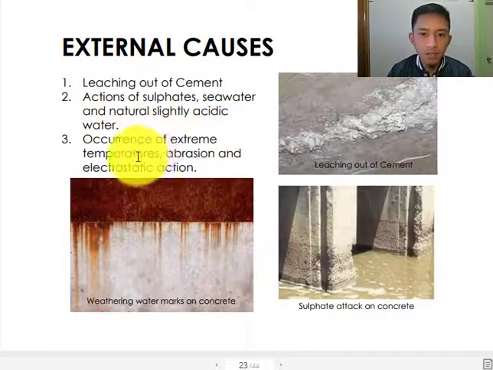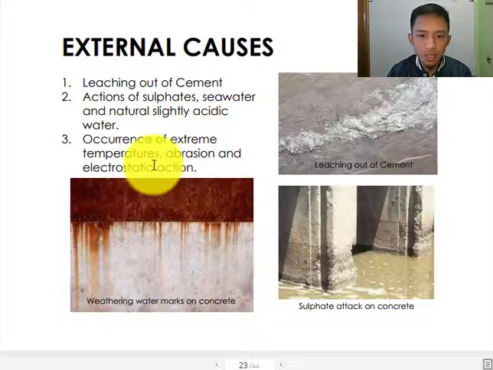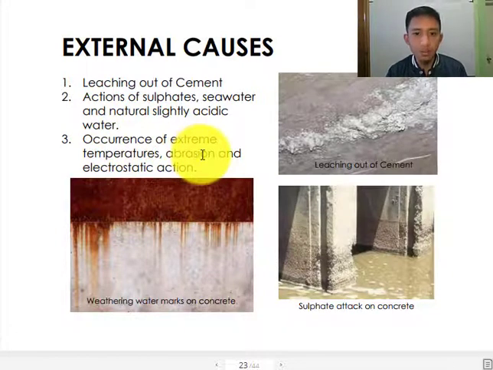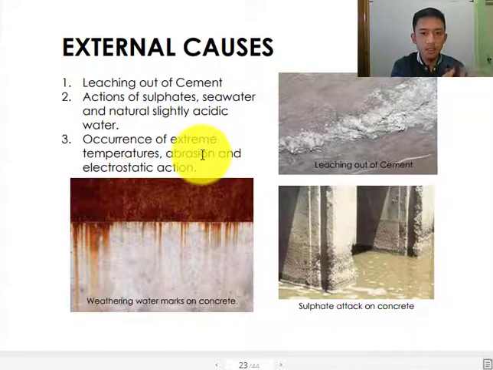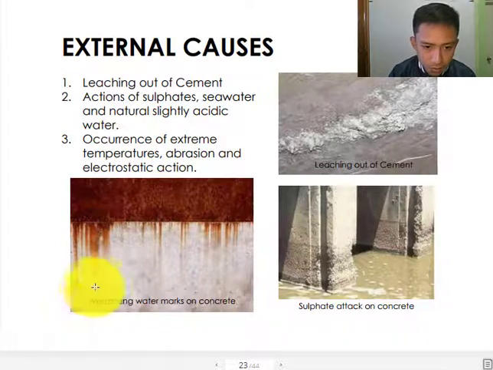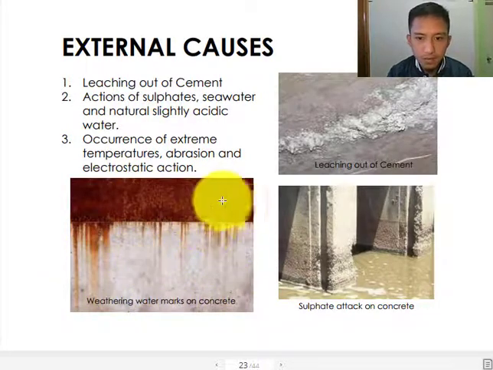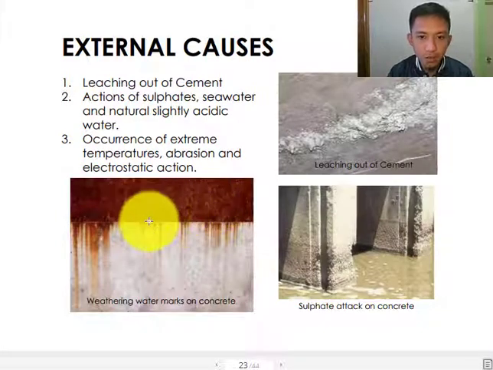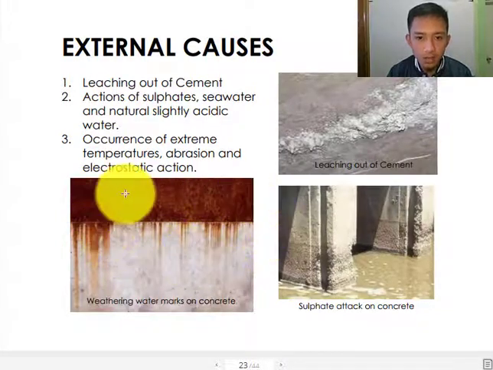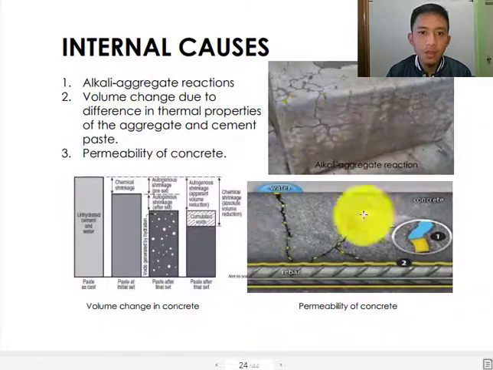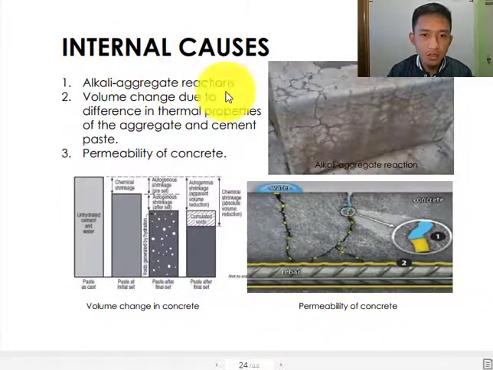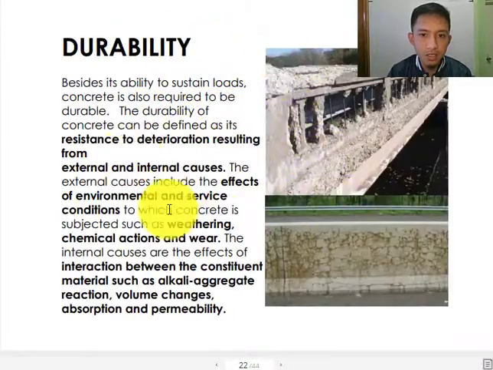Occurrence of extreme temperature, abrasion, and electrostatic action. So temperature and abrasion. Abrasion is friction, and then electrostatic action, and then of course the temperature. So this is also another weathering cause in concrete, weathering because of the type of material attached to it. Okay, weathering. Internal causes. So again, this is just the extension of your durability.